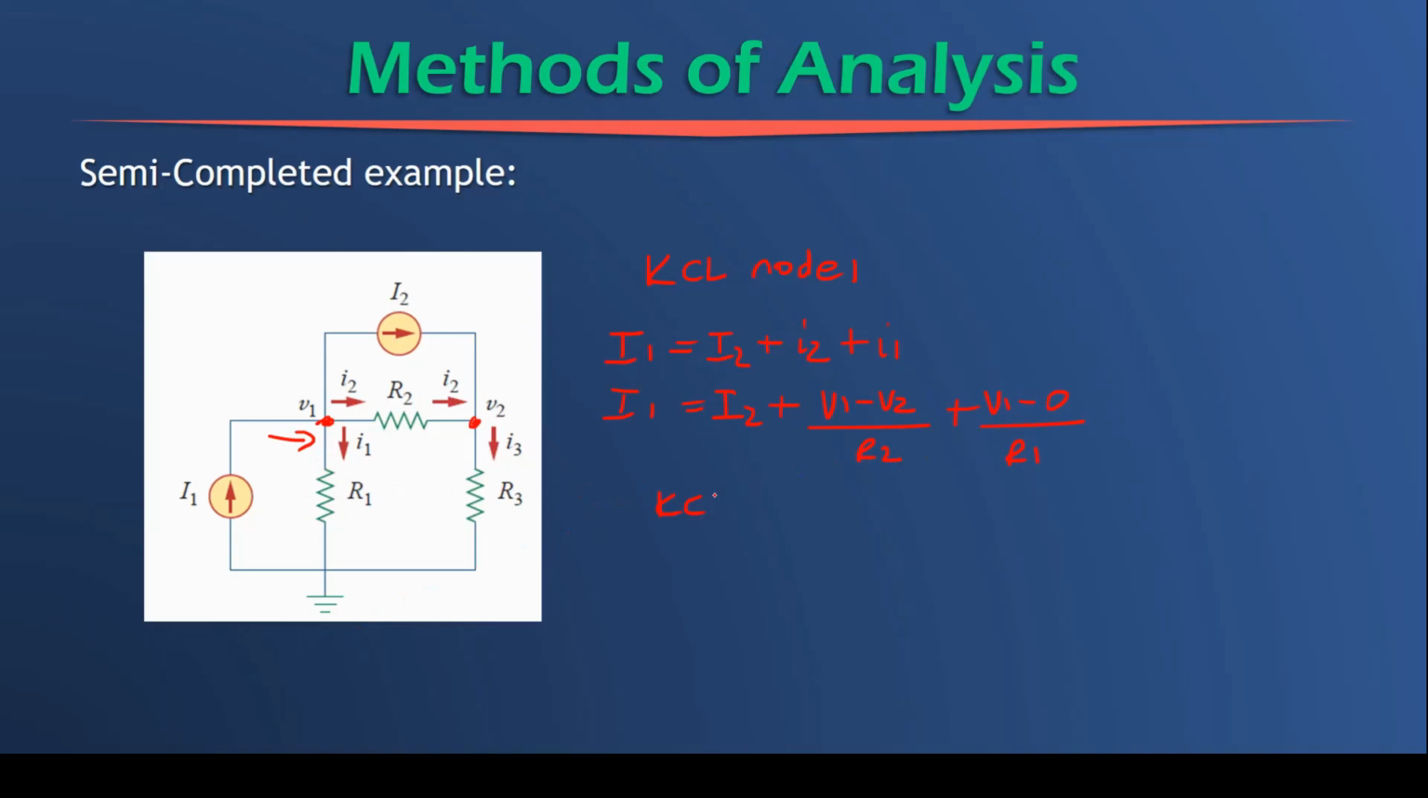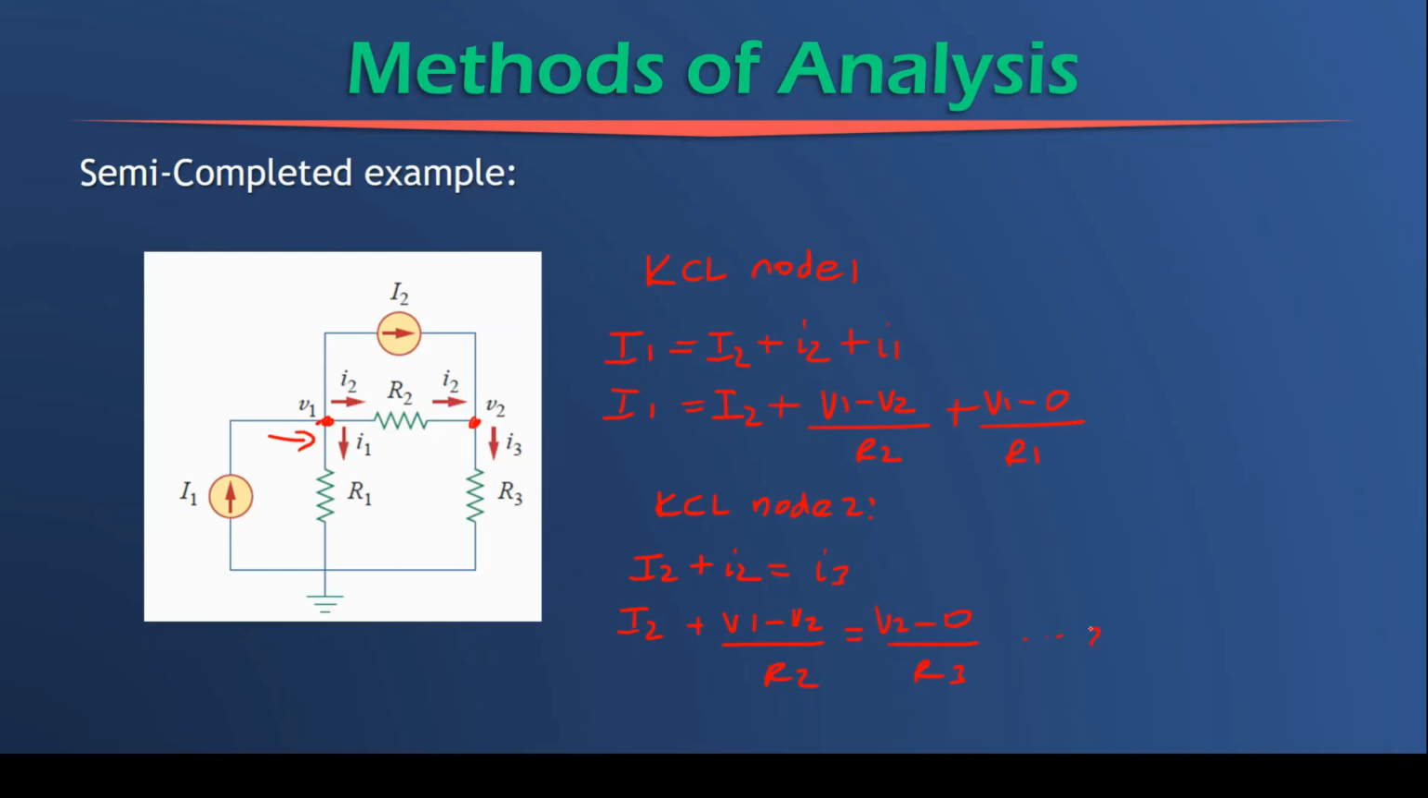If we look at KCL node 2, we're going to say the current I2 plus small i2 gives you I3. We said small i2 is V1 minus V2 over R2. That's going to give us I3, which is V2 minus 0 over R3.